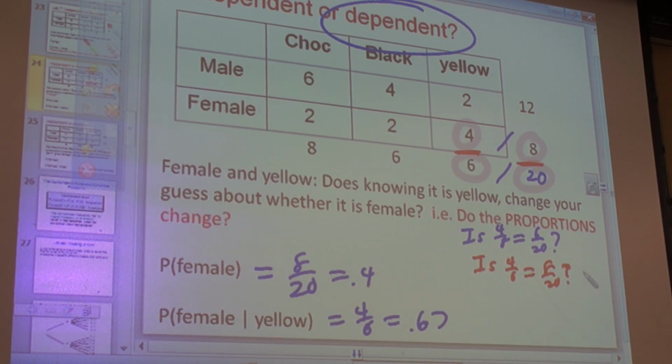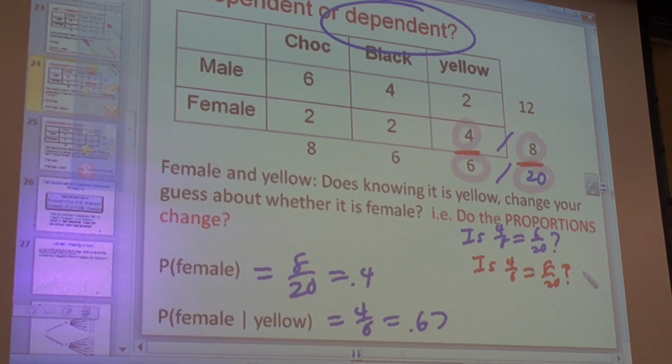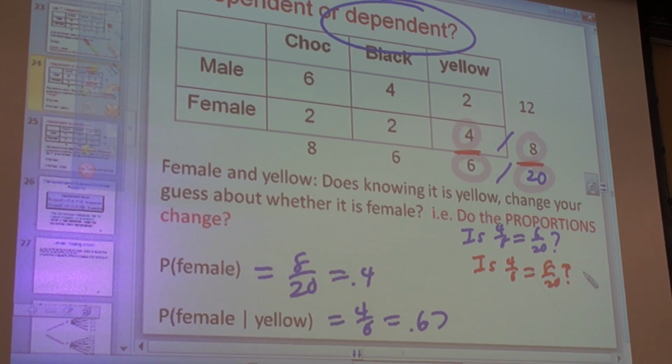And where does this come from? Because 4 over 6 is female given yellow, and 8 over 20 is female. The other way, the 4 over 8 is yellow given female, and then yellow given nothing. So that's how you get either question, and that works, because you either care about female compared to female given yellow, or yellow compared to yellow given female, and those are those two. Everyone following?